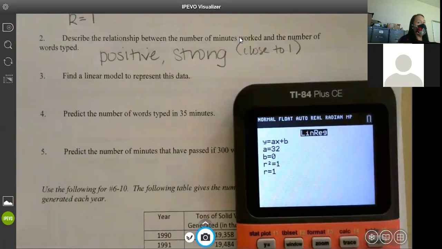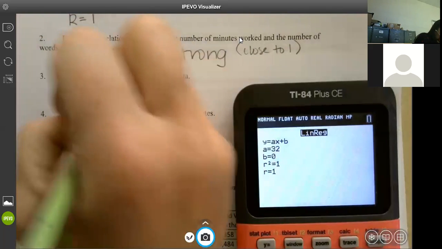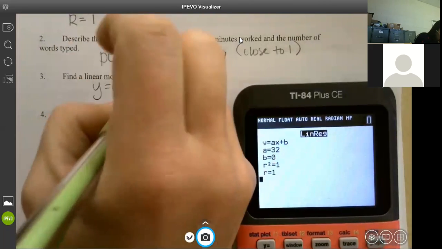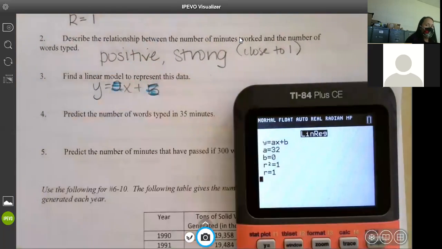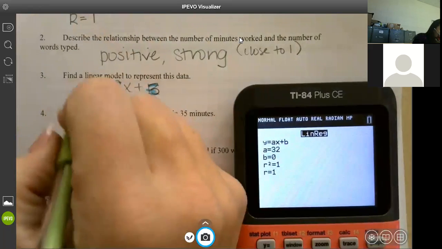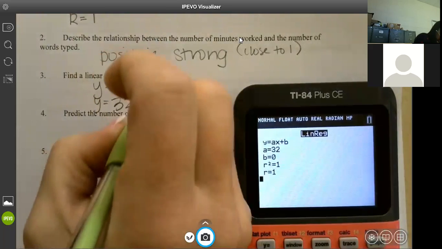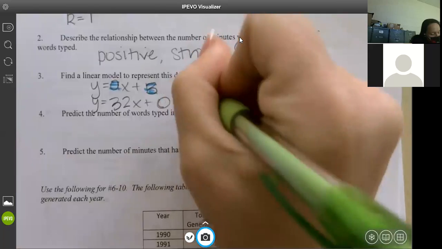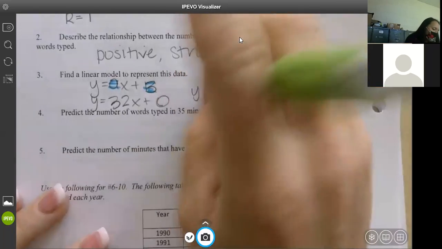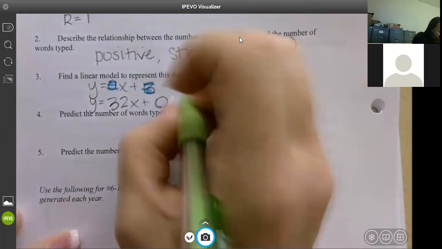It says to find a linear model to represent it. Your linear model is on your calculator. So you see on your screen, it says y equals ax plus b. You're going to plug in for a and b. And it tells you what a and b is. So you're going to do y equals, it says a is 32. Then we have an x plus b is 0. But if it's multiple choice, sorry, it will not have the 0. It'll just be 32x.